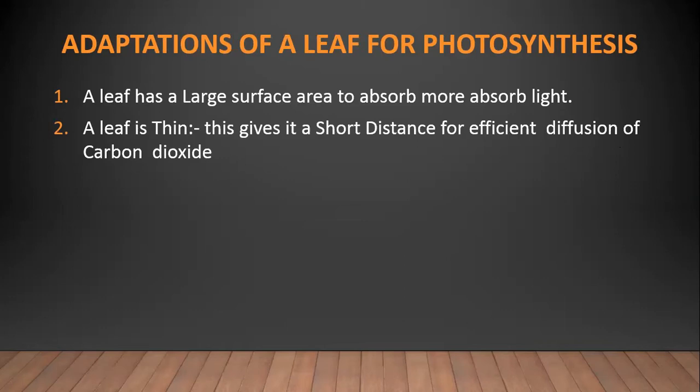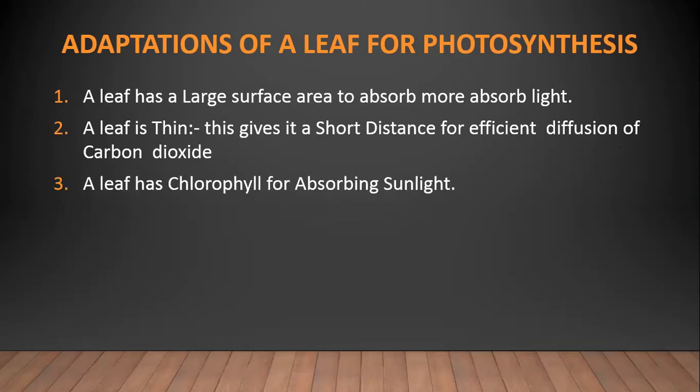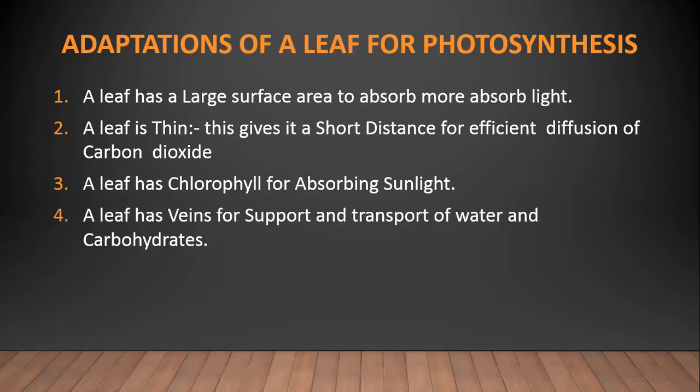Then a leaf is thin. This gives it a short distance for efficient diffusion of carbon dioxide. Number 3, we are saying a leaf has chlorophyll. So the chlorophyll is the one that absorbs the sunlight. Then we're also saying it has the veins, the ones that offer support and transport for water and carbohydrates.